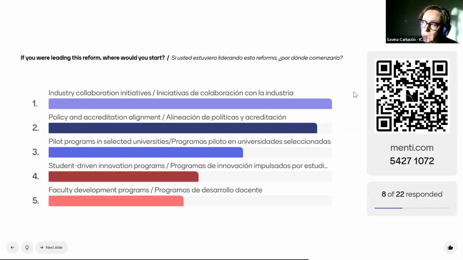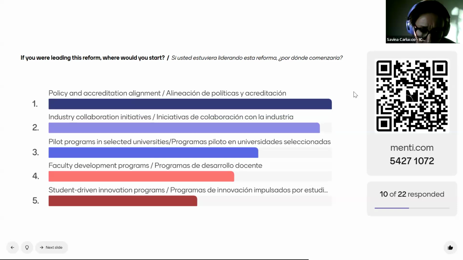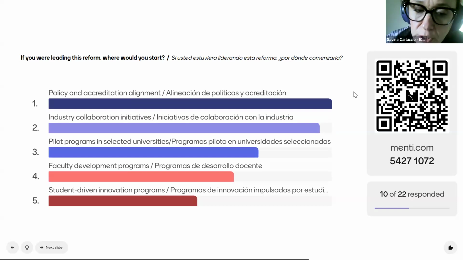It is important that there is an accreditation. I mean, the job market is looking for graduates that are formally accredited. So that is, I think, quite important. Exactly. And then industry collaboration initiatives, as I said before, strengthening that industry collaboration and really trying to bring in those real world problems, real world challenges.